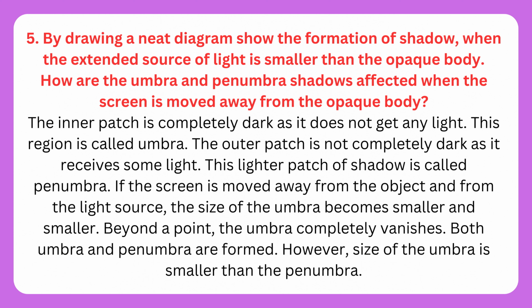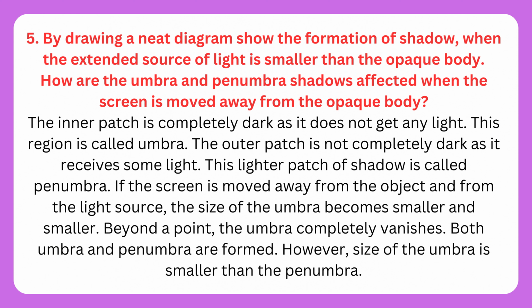Question 5. By drawing a neat diagram show the formation of shadow, when the extended source of light is smaller than the opaque body. How are the umbra and penumbra shadows affected when the screen is moved away from the opaque body? The inner patch is completely dark as it does not get any light. This region is called umbra. The outer patch is not completely dark as it receives some light. This lighter patch of shadow is called penumbra.